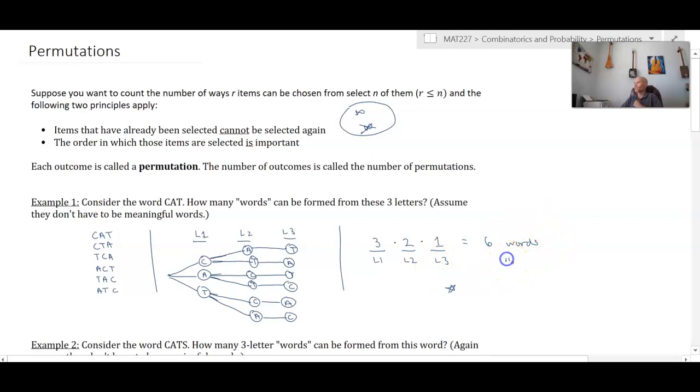We call these 6 permutations because, once again, we had n items. So we have n equals 3 items. We're selecting r equals 3 of them. So notice that we're choosing all 3 of those letters. And again, that stipulation of r is less than or equal to n applies here because we can select at most as many as we have.